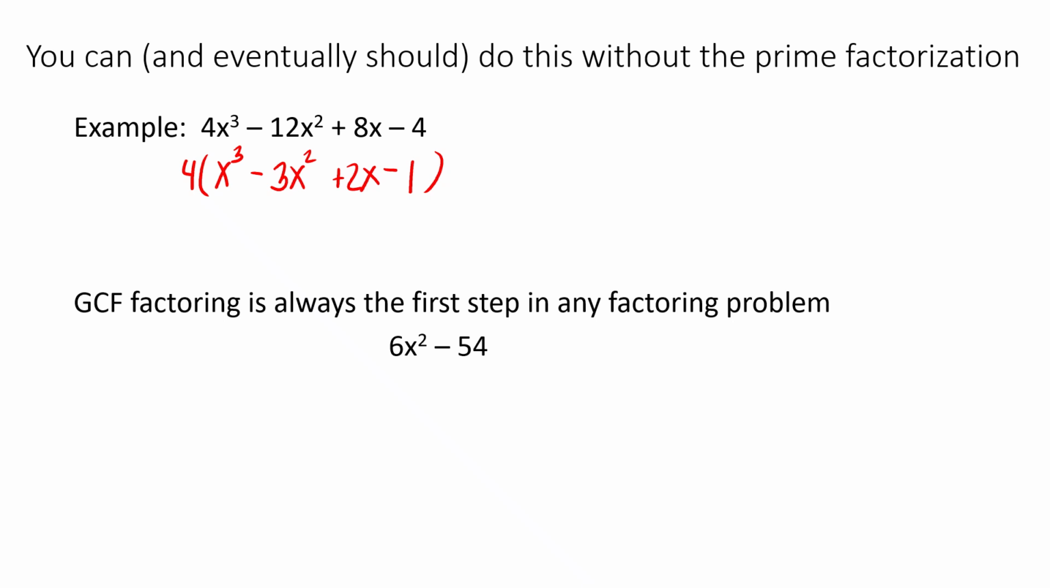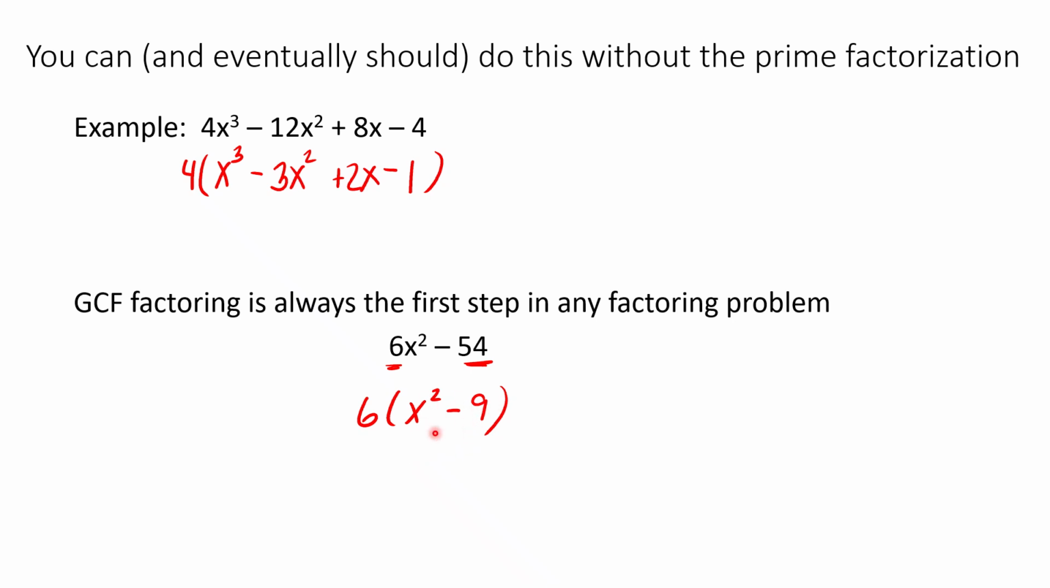Anyway, GCF is always the first step in any factoring problem. So looking at this one here, okay, I see the 6 and I see the 54, and I know that 6 is common to both. So I would factor out the 6, and that would leave me with x squared minus 9. Now I can check that with distribution. 6 times x squared is 6x squared. 6 times 9 is 54.